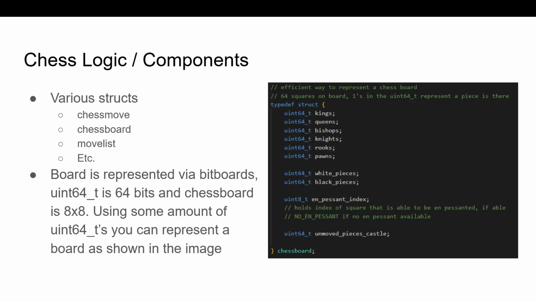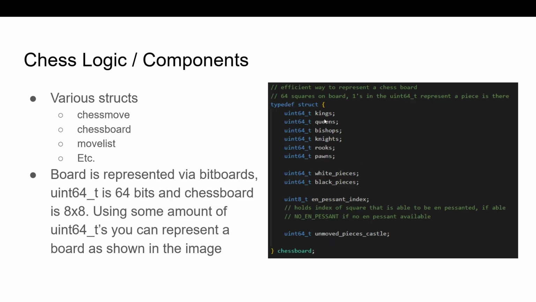For the actual chess logic, I'll talk about that for the next few slides. First, just some components for my chess logic. I have a bunch of different structs used to represent different parts of the chess game. So I have chess move, chessboard, move list, and there's more, like undo move and such. Chess move represents a move from one square to another, and it also holds the type of the move, like en passant or double pawn, a standard move, stuff like that.